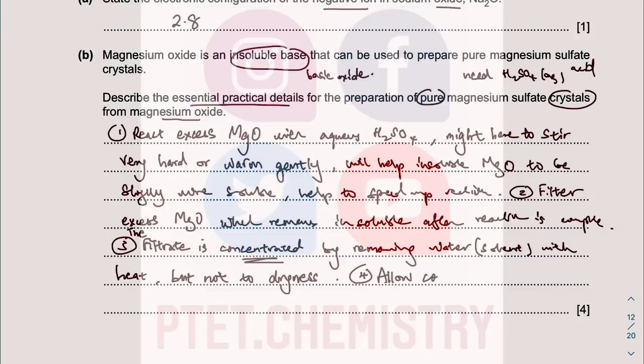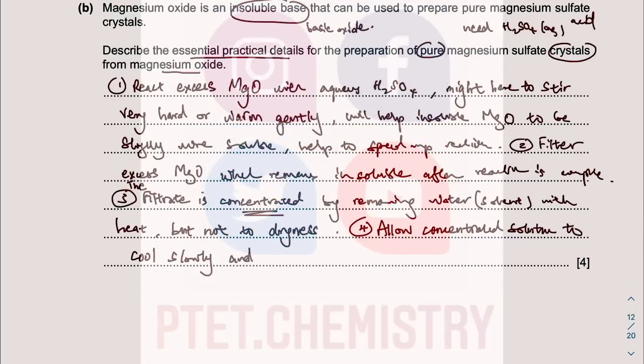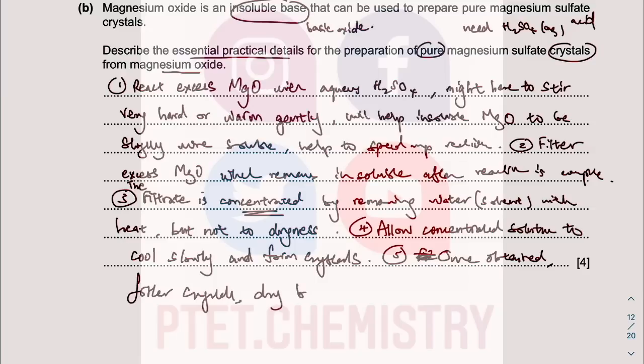Allow the concentrated solution to cool slowly and form crystals. So that is crystallization. And once it has fully crystallized, once obtained, filter the crystals, and dry between filter paper.